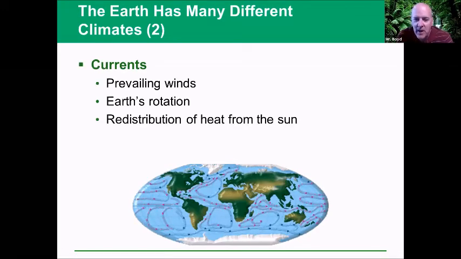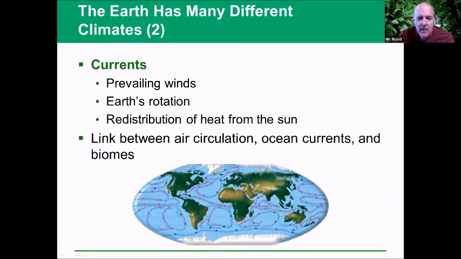Ocean currents have a huge impact on climate. Water holds a lot more heat than air does, and so you get these currents moving and changing the climate of areas where they go. The Earth's rotation bends these as well, so we end up with these circular patterns, and it redistributes the heat from the sun. So you have cold water from the Arctic areas being moved towards the equator, like here, and warm water from the equator being moved towards the poles. It just, like I said, redistributes the heat. And there's a link between the air circulation, the ocean currents, and the biomes. And not all of these links are well understood.